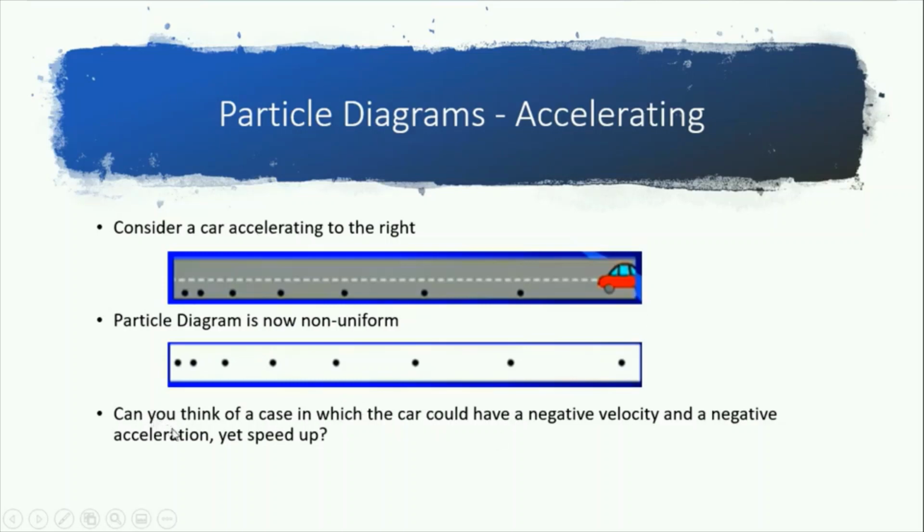Now here's another question for you. Pause the video, think about it, and jot down what you think. Can you think of a case where the car could have a negative velocity, which would mean the car was moving to the left, and have a negative acceleration, yet speed up? So take a minute, pause it, and write down how it could have a negative velocity and a negative acceleration. Pause the video, see what you think, and then we will come back in just a second.